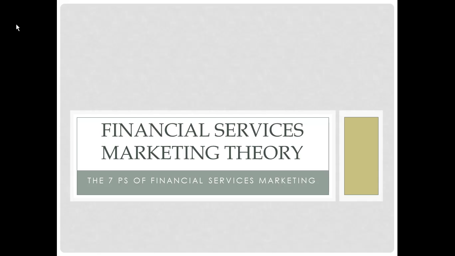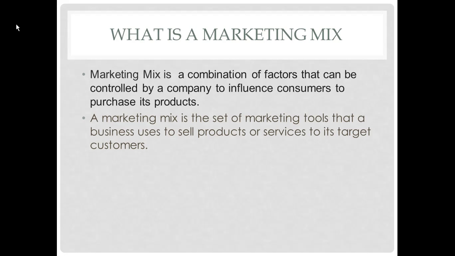So in our previous lecture, you remember us looking at the characteristics of financial services: intangibility, heterogeneity, perishability, as well as inseparability. Because of those characteristics of financial services, there is a theory which is called the seven P's of financial services marketing. Let's first look at the definition of a marketing mix.